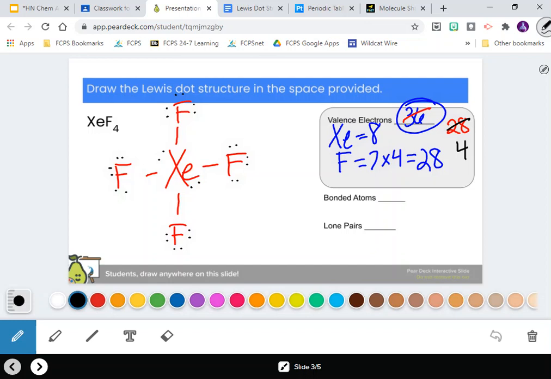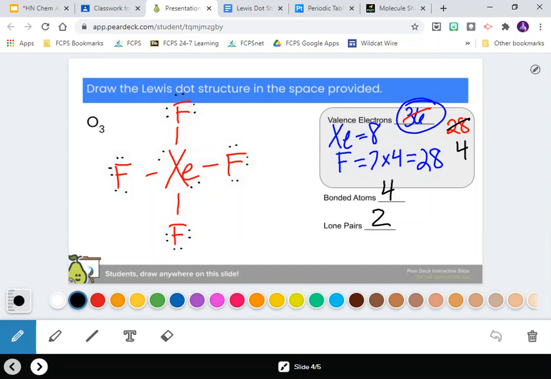Now, counting the bonded atoms to our central atom. How many are bonded around our central atom? 4, good. So we put a 4 here, and then how many lone pairs are there on the central atom? 2, good. Exactly right. Now this is a shape that you won't have to study. This is when we do AP, but this one actually happens to be called square planar. It's kind of interesting. Alrighty, so that's that one, good.